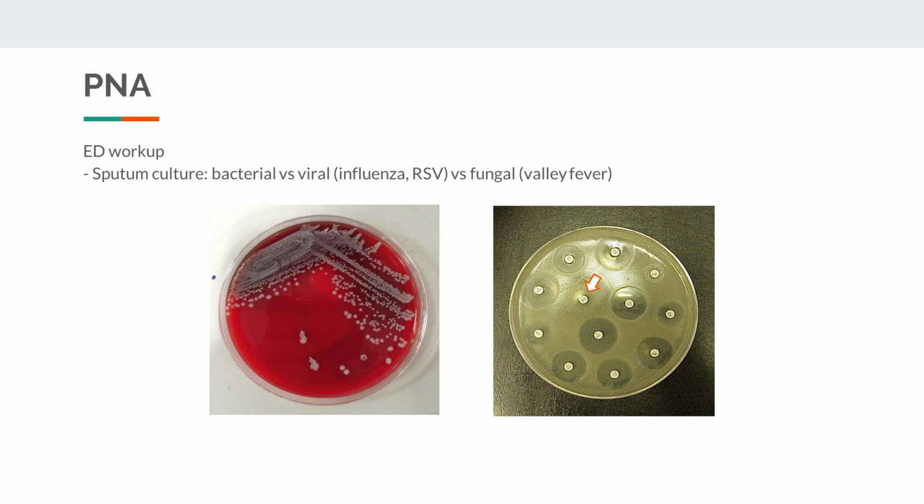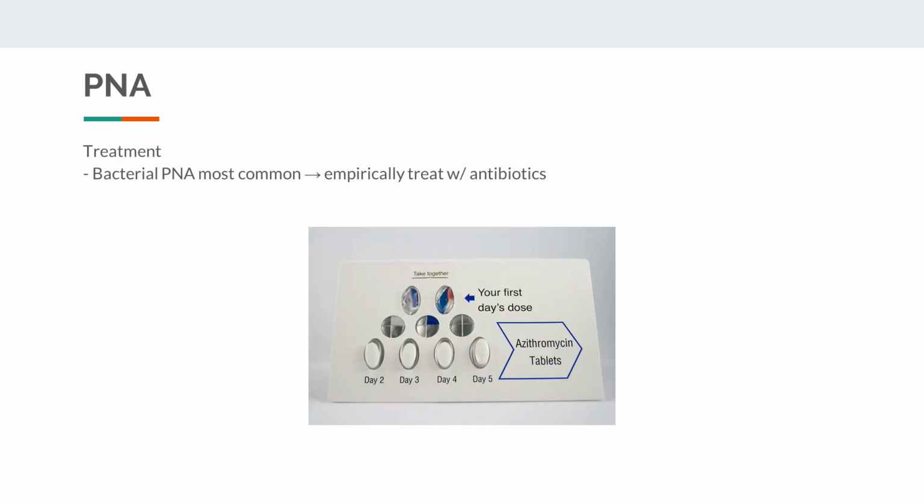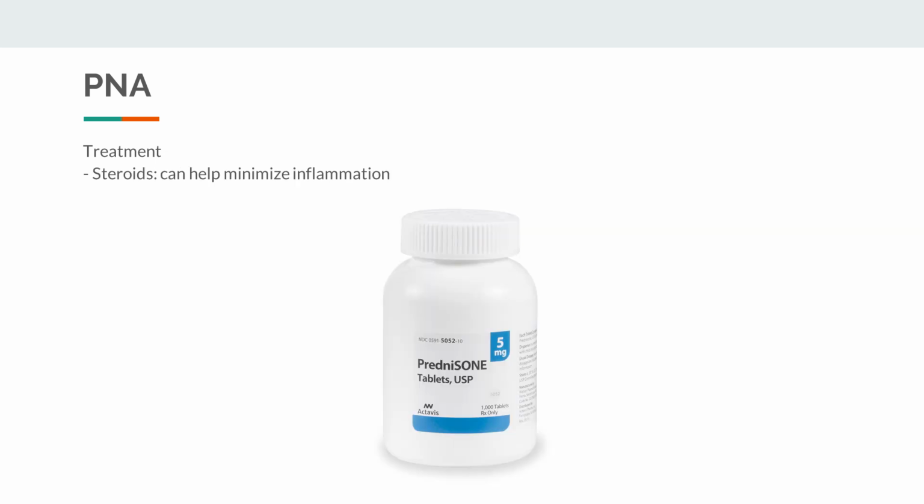Most of the time, pneumonia is caused by a bacteria of some kind, so we empirically start the patient on antibiotics before the cultures come back. If the cultures come back showing resistance to the antibiotics the patient was started on, we will get the patient onto the appropriate antibiotics. In addition to antibiotics, patients may be put on a steroid such as prednisone, which reduces inflammation and can help patients with their breathing.